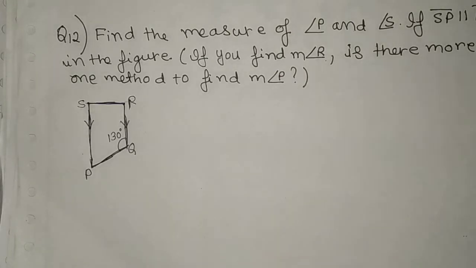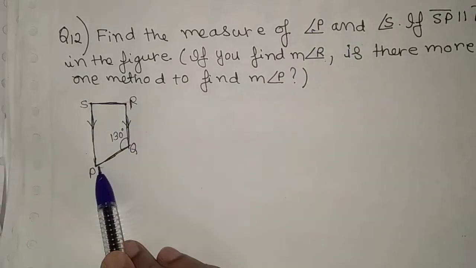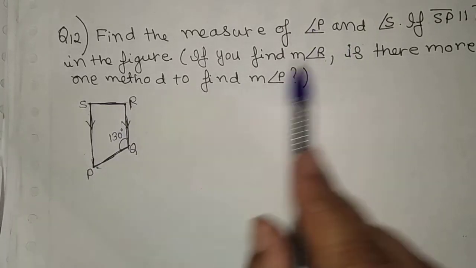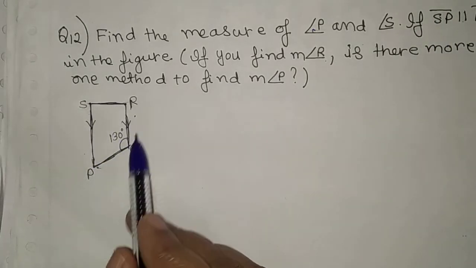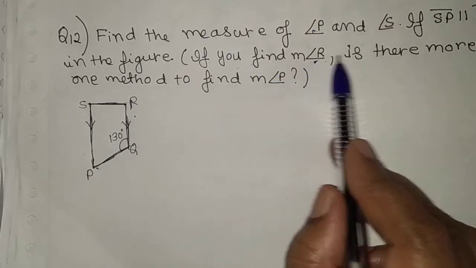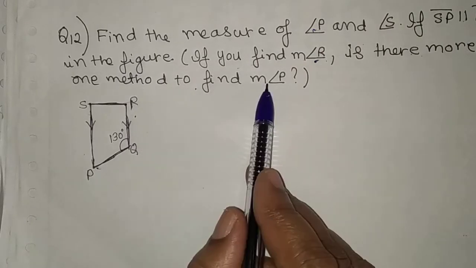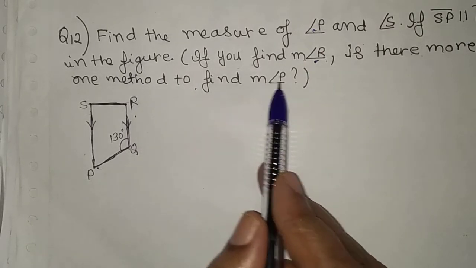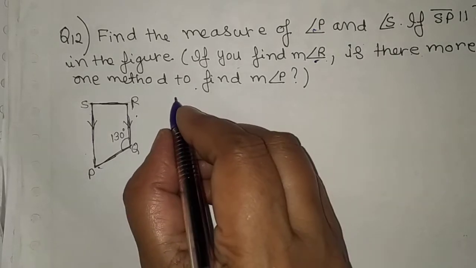The 12th problem: find the measure of angle P and angle S if SP is parallel to RQ in the figure. Is there more than one method to find angle P? First we'll just see the solution.